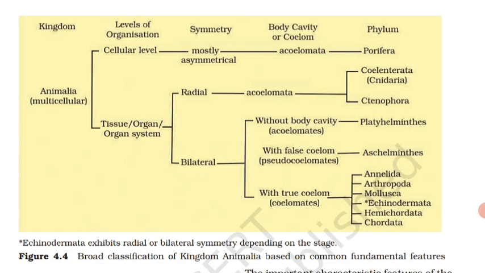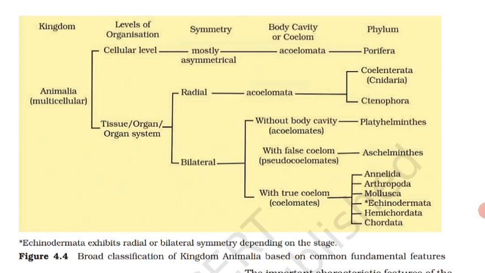So let's read the first phylum, Porifera. Members of this phylum are commonly known as sponges. They are generally marine and mostly asymmetrical animals. They are primitive multicellular animals and have cellular level of organization. Sponges have a water transport or canal system.